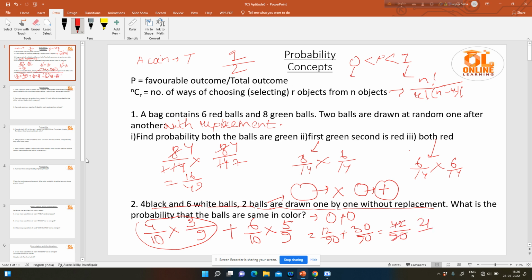We can reduce it to 21 by 45. We can reduce it more, 7 by 15. 7 by 15 would be our answer. Okay, hope you have understood.